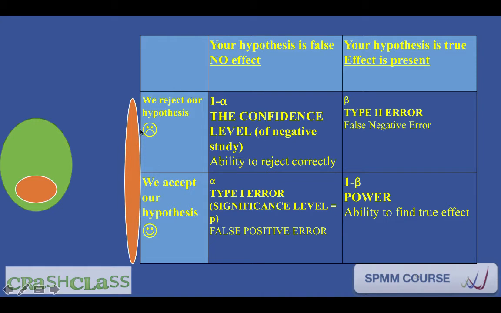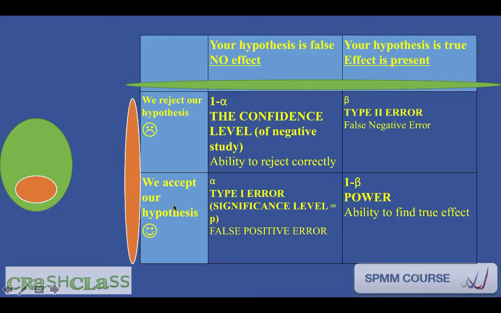If A is greater than B, that's the outcome shown here. And if A is not greater than B, if A is equal to B, or if B is greater than A, that's the outcome shown here. So either you reject or you accept your hypothesis. The universal truth in the green circle is shown here in these two things. In the universe, there could be no effect, no difference between A and B, or there could be a difference between A and B. These are the two possibilities in the universe, and these are the two possibilities in your own study.